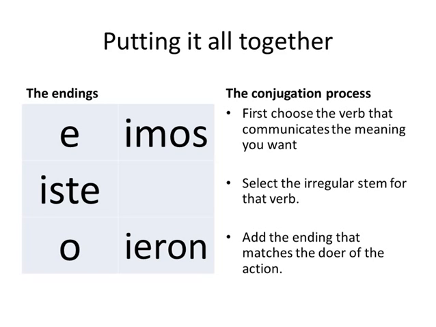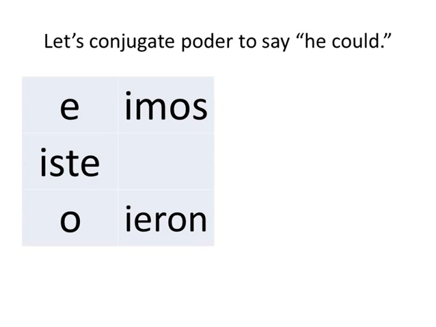Now, let's put the stems and the endings together. When we conjugate, first we're going to choose the verb that communicates what we want to say. Then we're going to have to take that irregular stem and then match it with the irregular ending that fits with whoever it is doing the action.